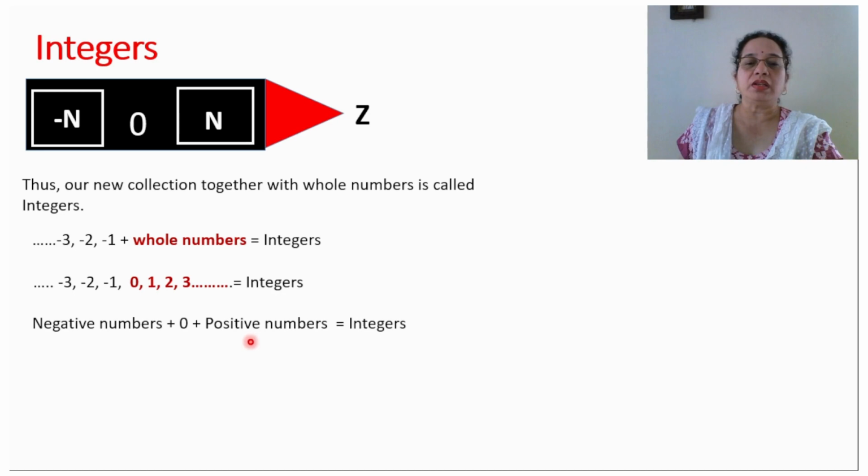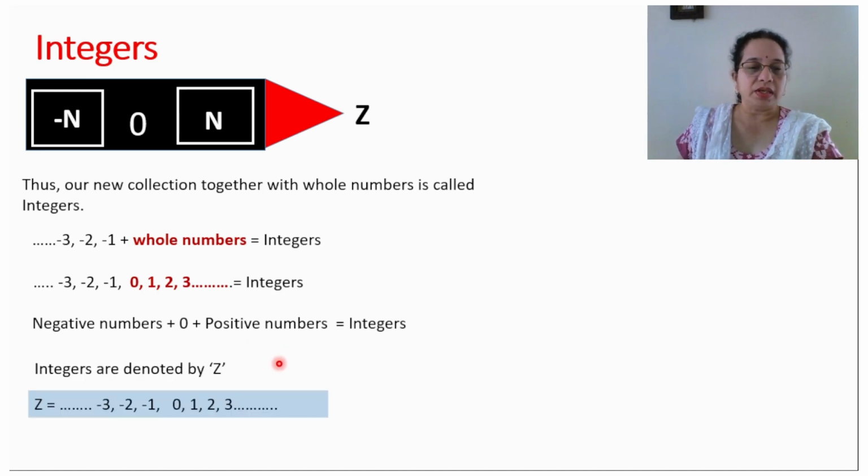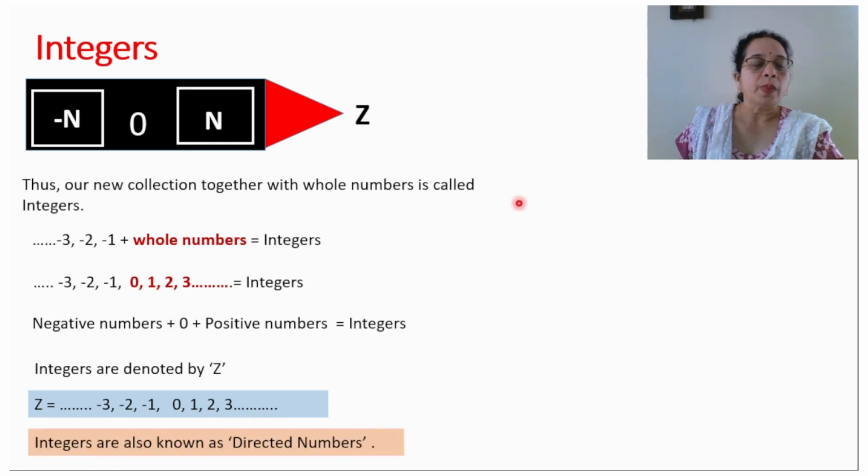Again, the same thing written in words. So integers are denoted by capital Z. So Z is equal to negative numbers minus 3, minus 2, minus 1, 0 and all the positive numbers 1, 2, 3, all the positive natural numbers. These are known as integers. Integers are also known as directed numbers. Why? I'll explain this later in today's video.